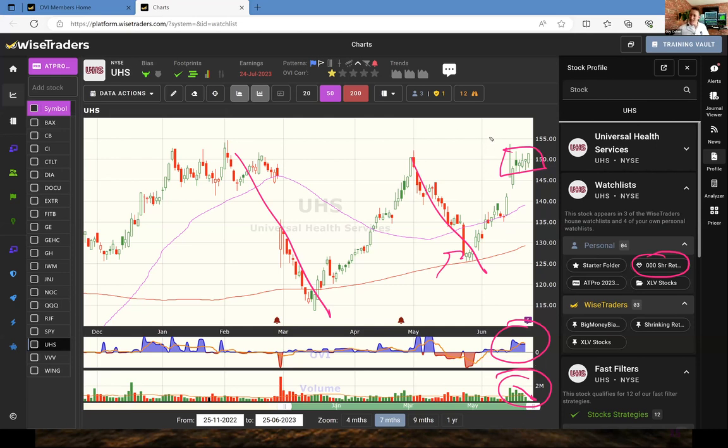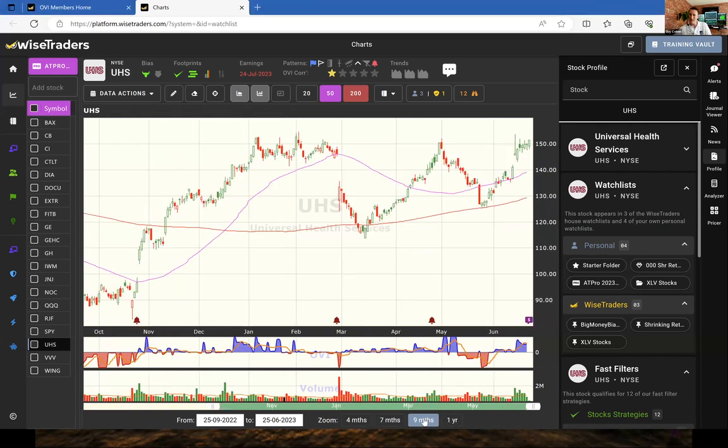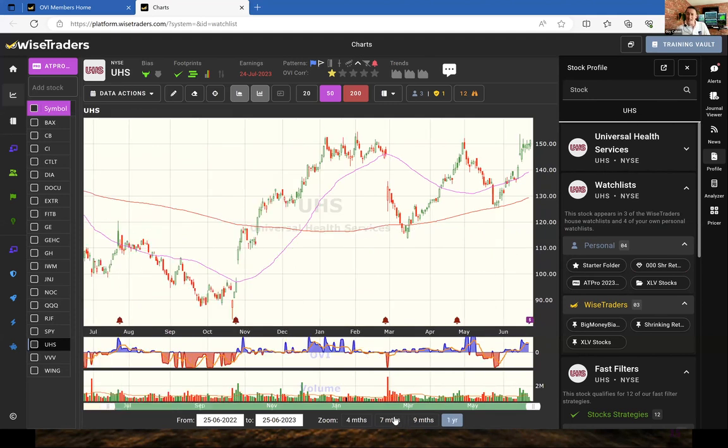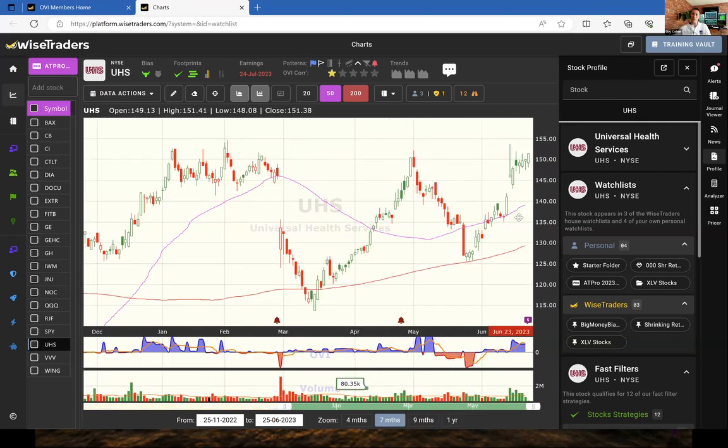It's consolidating. Now, that doesn't look like the prettiest of consolidations, but let me show you what happens when I put the chart to 9 months. That looks nicer. What about 1 year? That looks nice and tight there, doesn't it? So this is an interesting one for sure, and it's recently gone through the key levels.